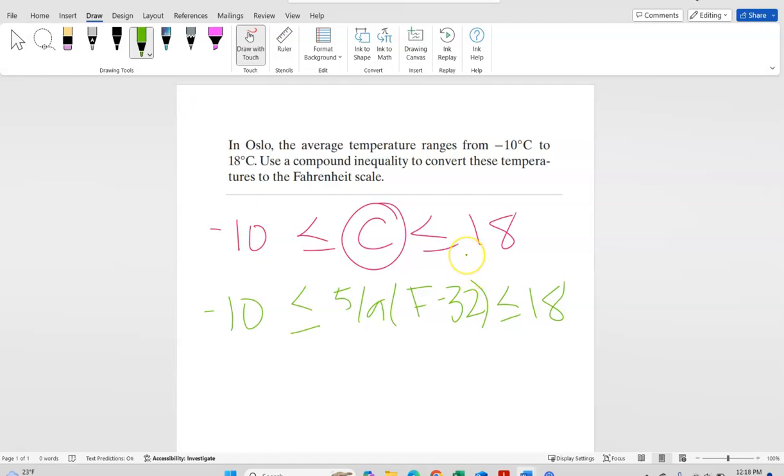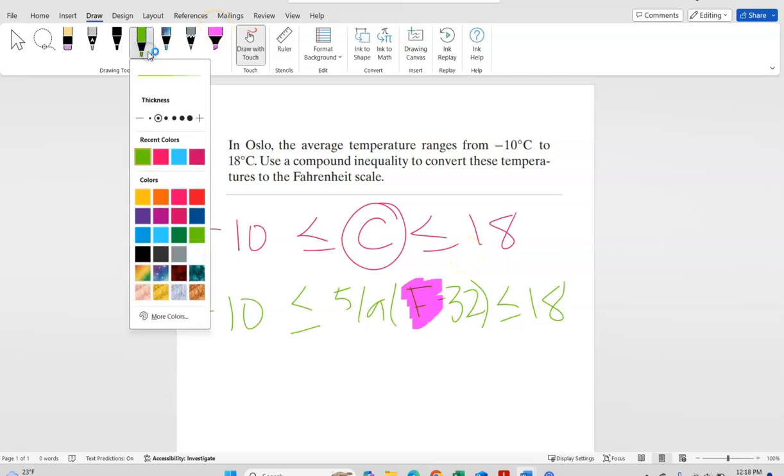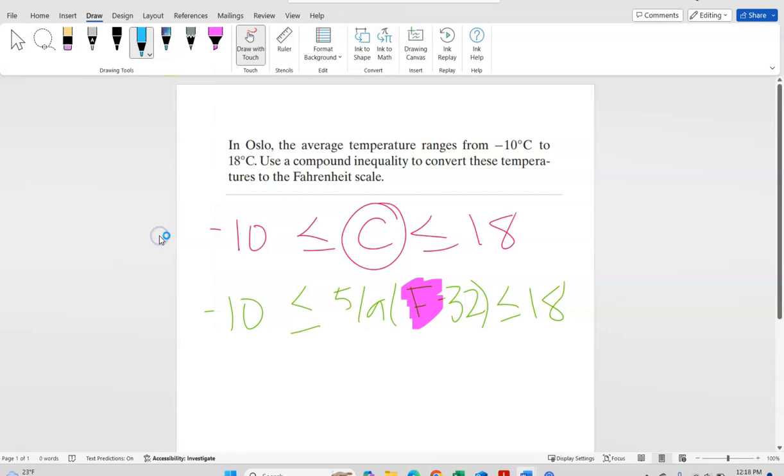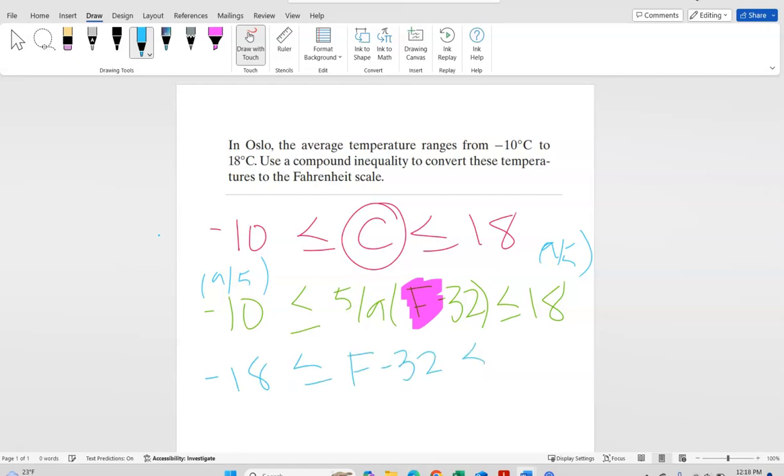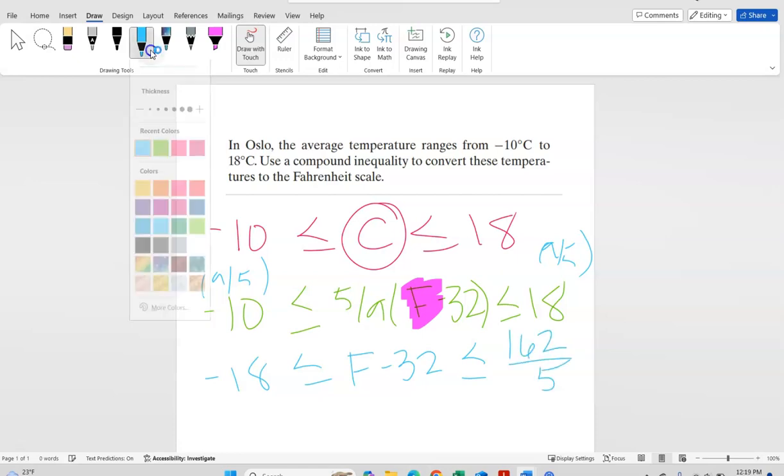So now all we have to do is get this F isolated, the same thing we did with Celsius, but now we want it in Fahrenheit. So I'm going to start by multiplying both sides by 9/5. And over here, 5 divides into -10 twice, so this is -18 pretty easily. Then over here, 5 doesn't go into 18, so I have to do 9 times 18, which is 162, divided by 5.